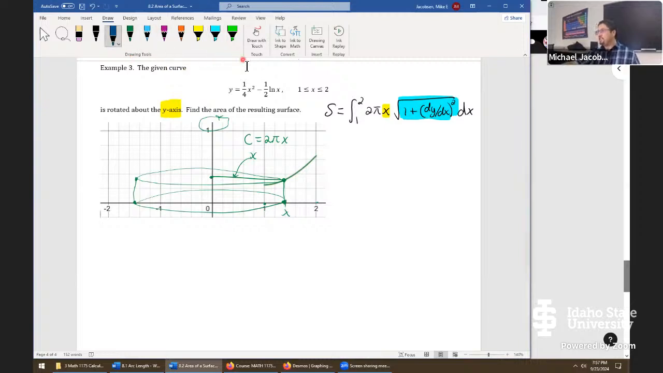So going through the mantra, let's do dy/dx to start. This will give us 1/2 x when we differentiate that first term. Here, this will be minus 1/2x in that kind of way. So that's dy/dx. Next step, we square the result.